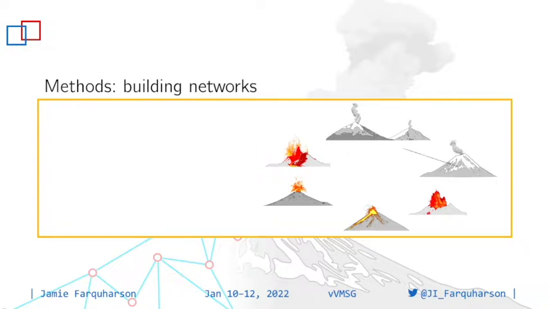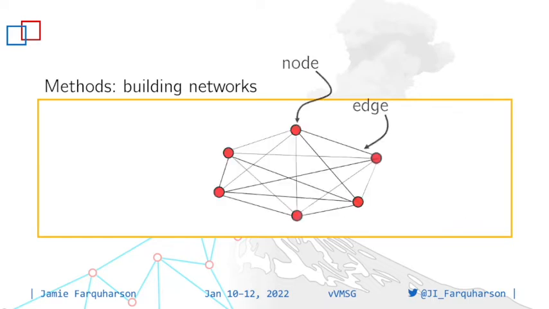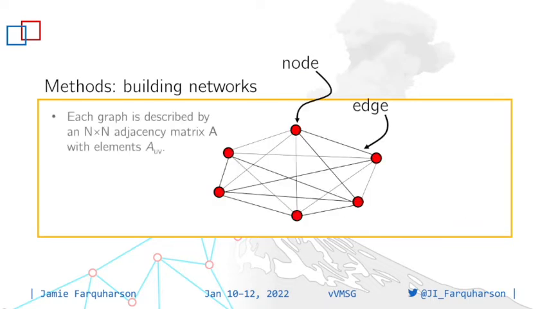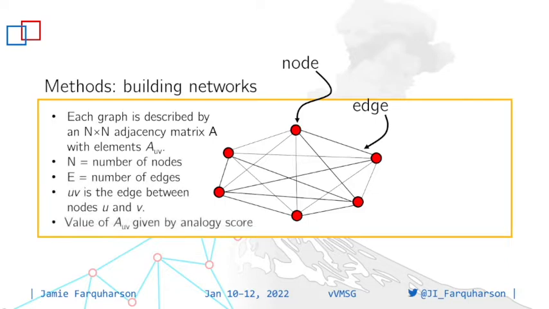So we start off with a set of volcanoes, computing the analogy score for each possible pair. Each volcano in this instance comprises a node, and the similarity between them comprises an edge, with each graph being described by an adjacency matrix, with the value of the edge being the analogy score computed as discussed earlier.